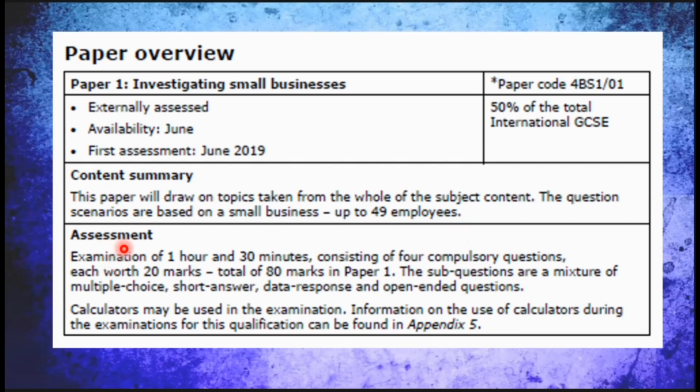Regarding the assessment, the examination is 1 hour and 30 minutes, consisting of 4 compulsory questions, each worth 20 marks. So your question paper is overall divided into 4 sections and a total of 80 marks is there in paper 1. The sub-questions are a mixture of multiple choice, short answer, data response and open-ended questions. Calculators may be used in the examination and certain formulas would be given to you at the beginning of the question paper.